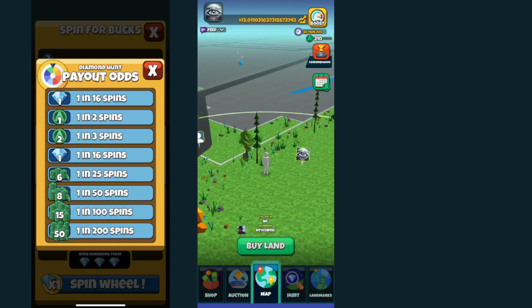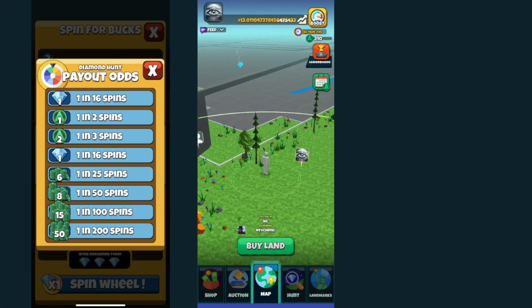So I seriously thought I would have had to wait a day, but it turns out that I found this chart right here, which is the diamond hunt payout odds. So let me click here.